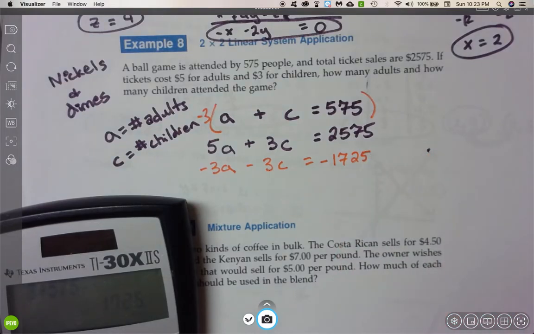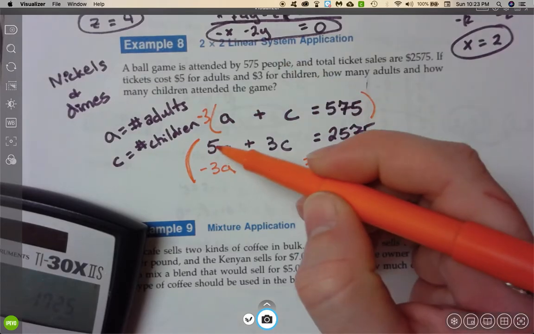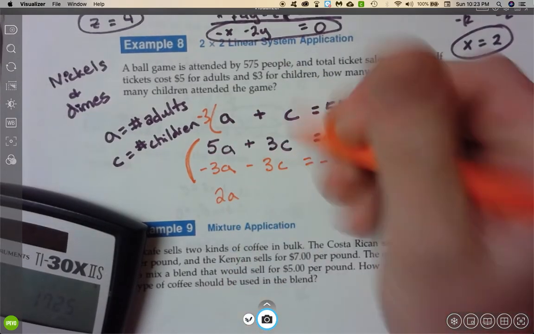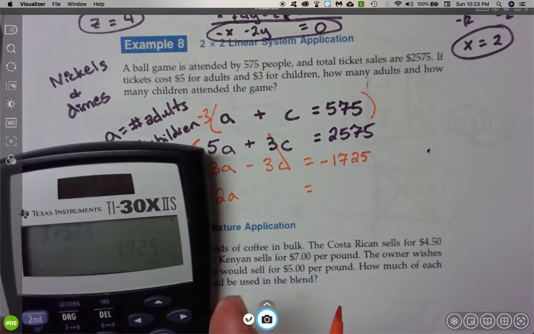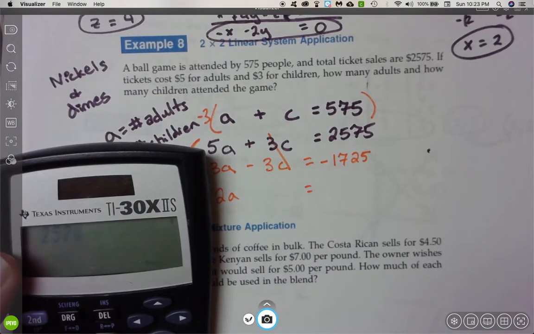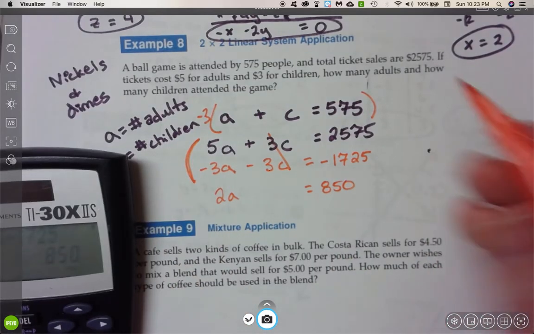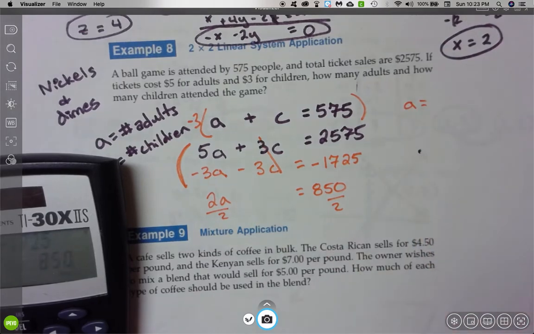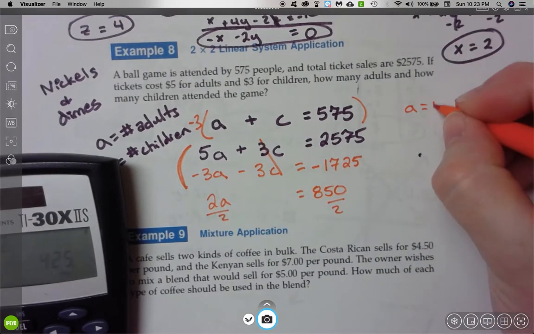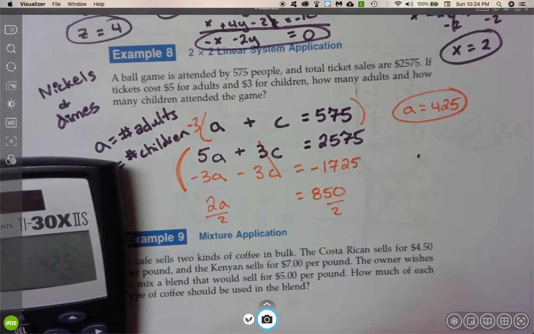Okay, so now I'm just putting these 2 together here. So 5A minus 3A is 2A. The children cancel out. And then I need to subtract that, so I do 2575 minus 1725. And I get 850. Now if I take that and divide by 2, that will give me the number of adults that I have. So 850 divided by 2 is 425 adults. So adults, there's 425.